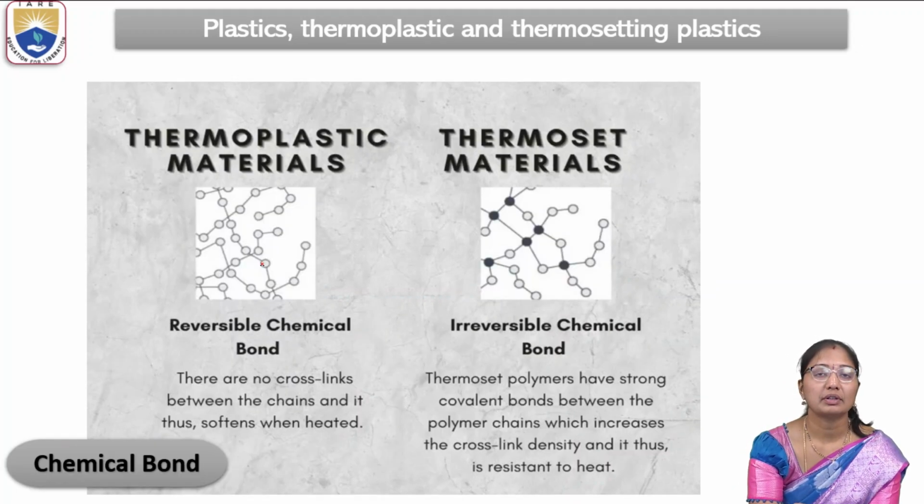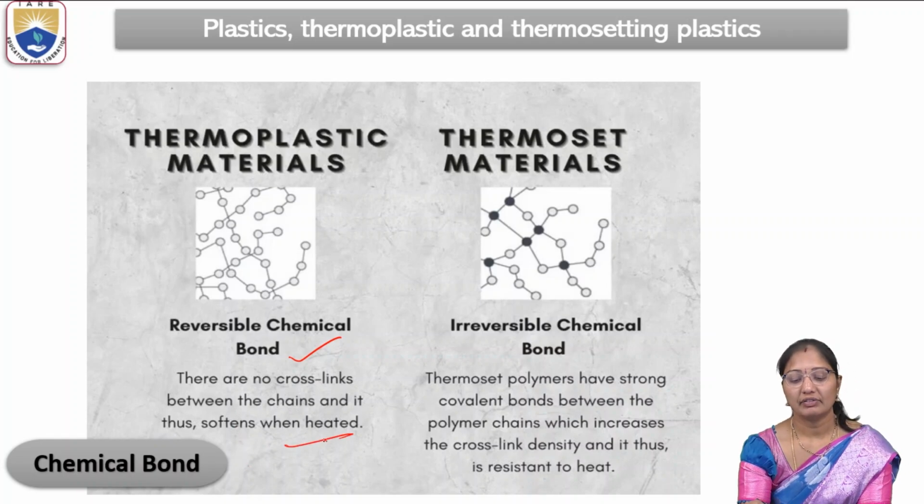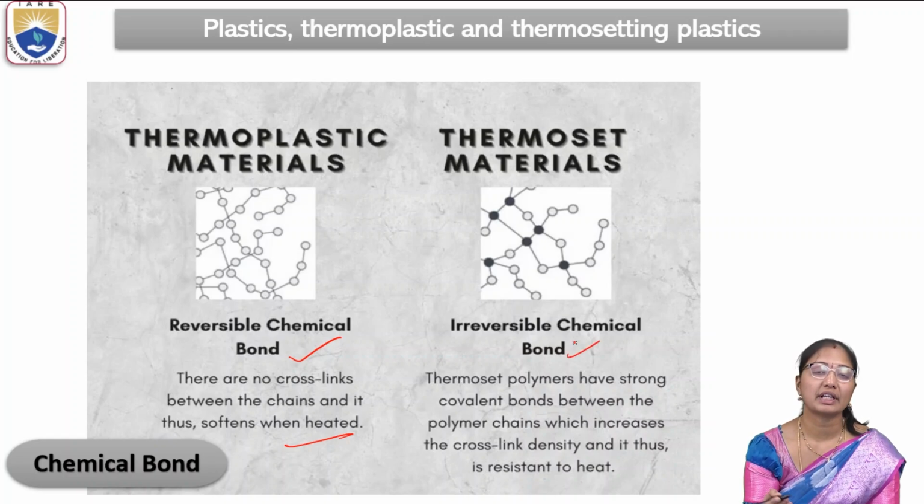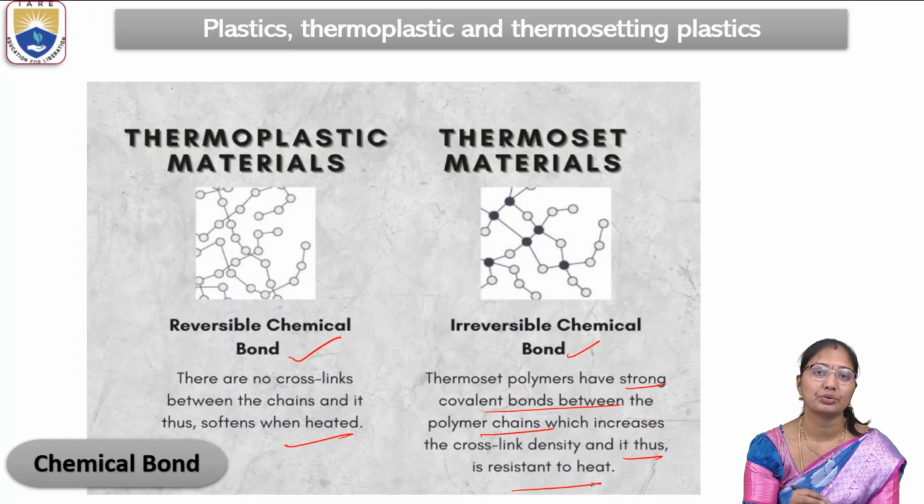The bonds between the two linear molecules are secondary bonds, and they can be reversible. There are no crosslinks between the chains, and thus the material softens, and can be remolded and recycled when heated. Whereas in thermoset materials, due to the presence of dense crosslinks, it gives a rigid structure. The chemical bonds cannot be reversed, meaning they are irreversible. They have strong covalent bonds between the polymer chains, which increases the crosslink density, and thus it becomes resistant to heat.